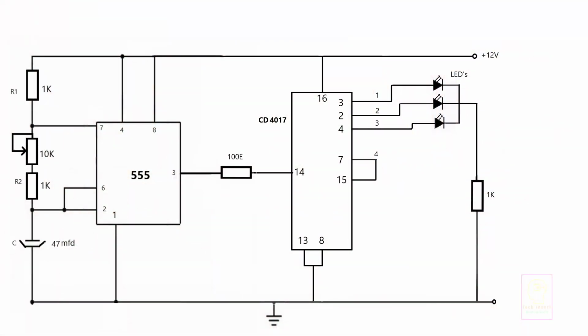This is the complete circuit diagram of the 3-channel LED chaser model. You can see the clock pulse generator is assembled using 555 as an astable multivibrator. And we are only using 3 channels from the 10-channel output of CD4017.